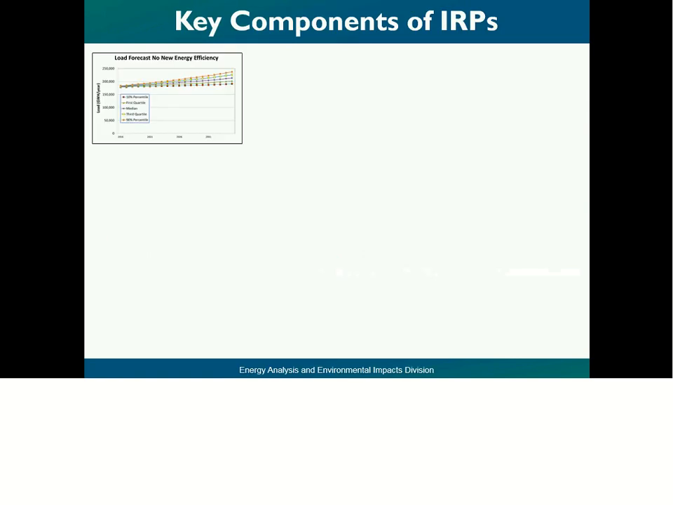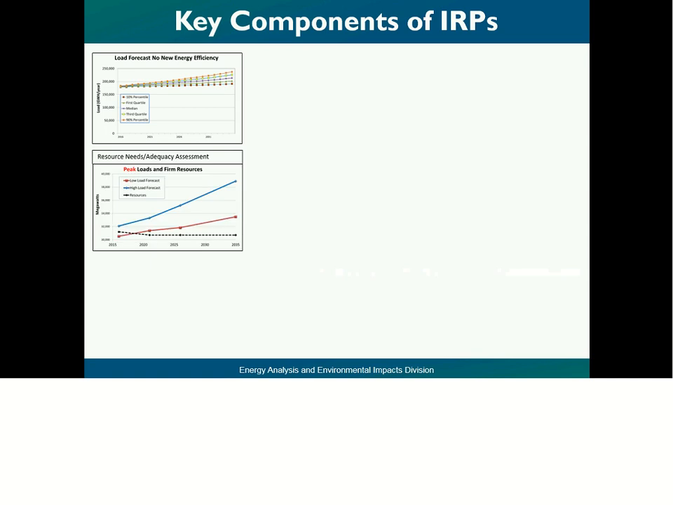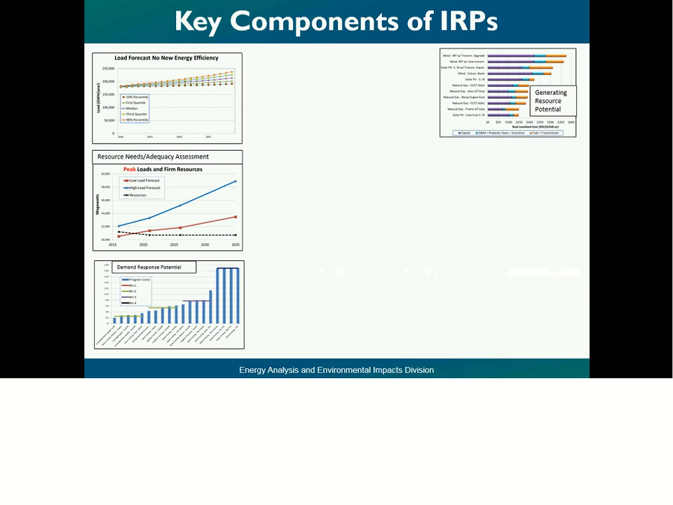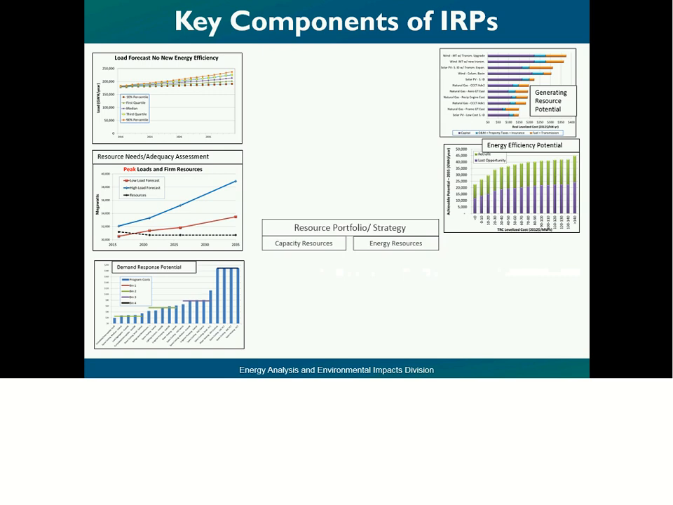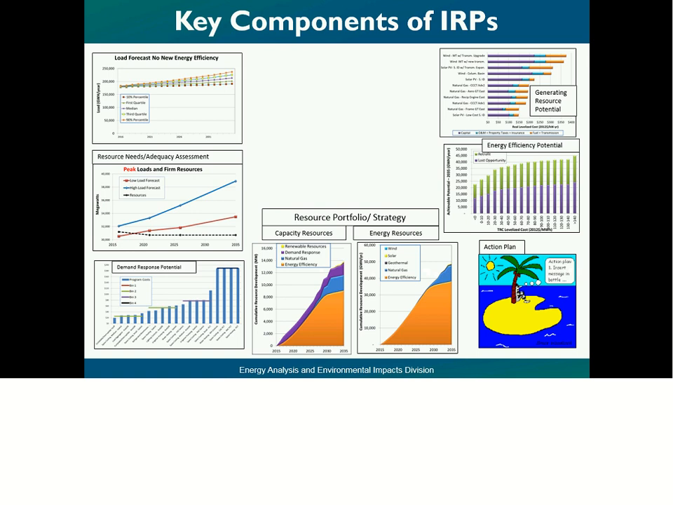You've got a load forecast. You've got a resource assessment, that is your load resource balance position. You've got an assessment of your generating resource options, their cost and availability, the energy efficiency and demand response options, their cost and availability. You've got a resource optimization model, a resource capacity expansion model. It basically generates a set of resource scenario portfolios that have the mix of resources going forward, both for energy and for capacity. And finally, you have an action plan that says, now that I know that, what am I going to do to make those things happen?